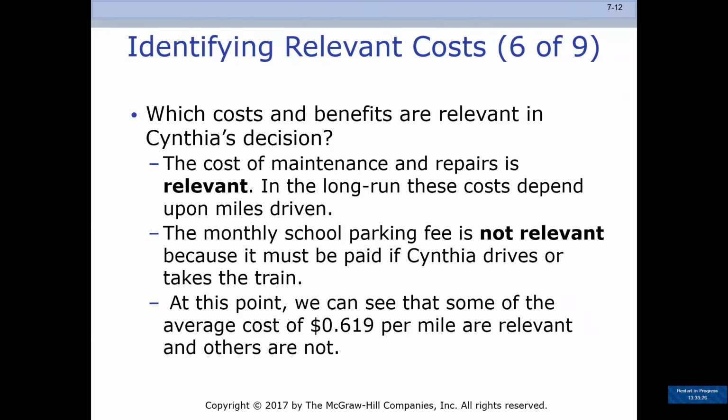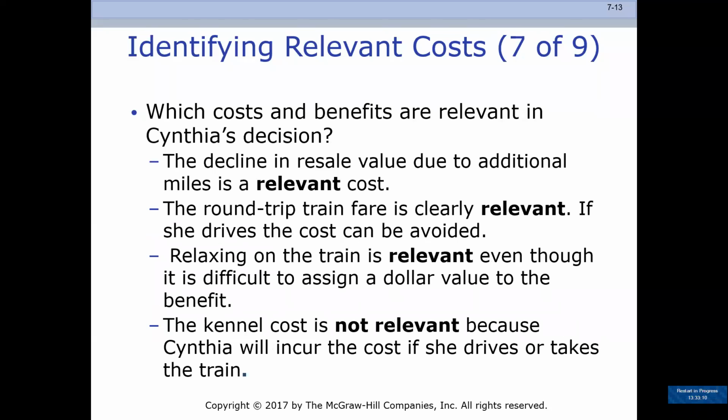At this point, we can see that some of the average costs of that 61.9 cents per mile are relevant and others are not. Then you just multiply it by 2 times 230 to get the total cost. But we have to whittle that 61.9 down a bit. The decline in resale value due to additional miles is relevant. It doesn't decline in value if she leaves it parked. The round-trip train fare is clearly relevant because she might incur that cost if she decides not to drive.